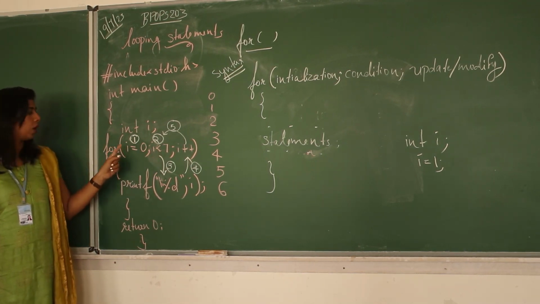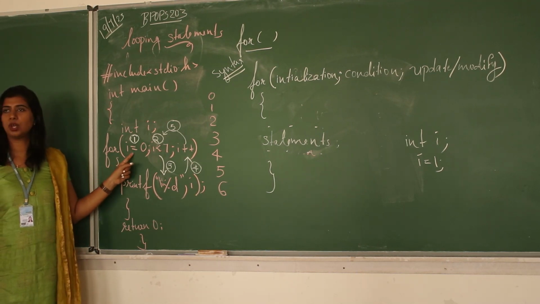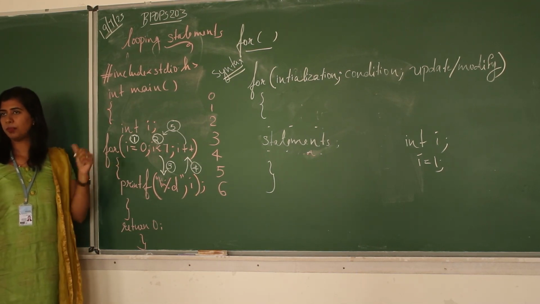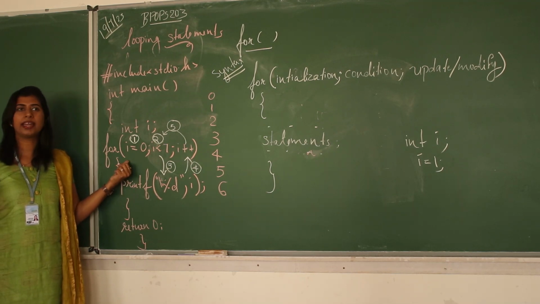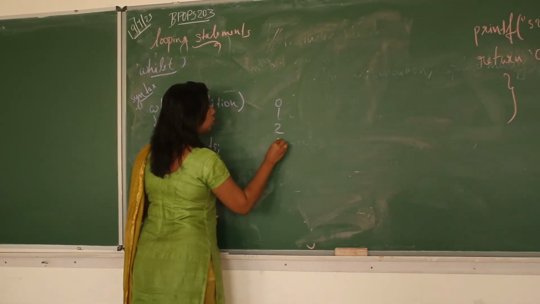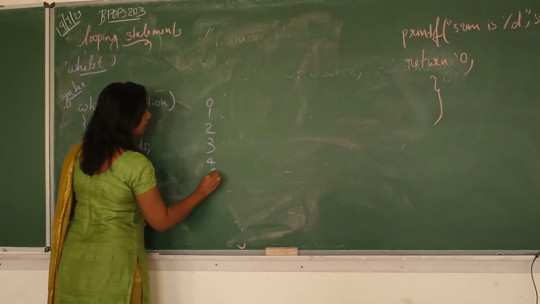In the for loop, the initialization part is executed only once. This for loop is also an entry control loop.